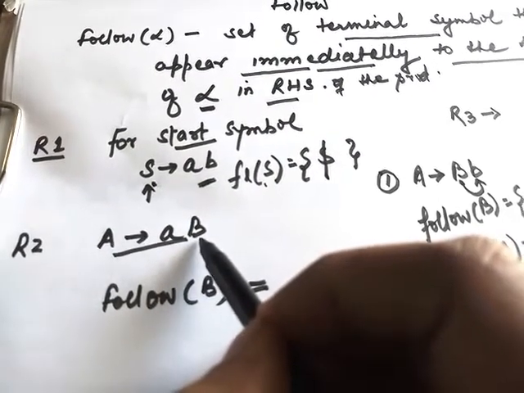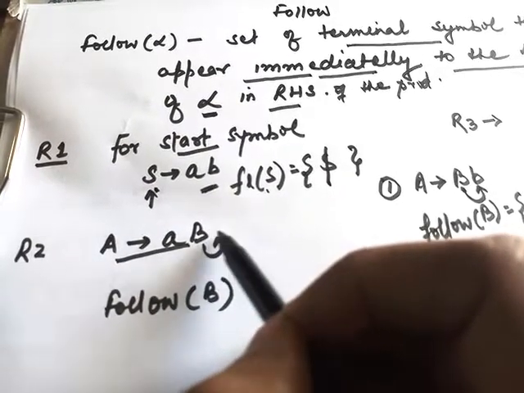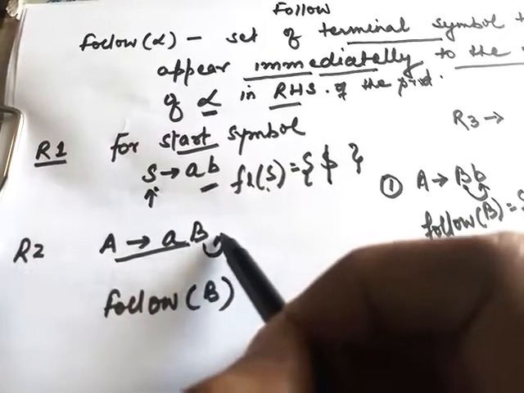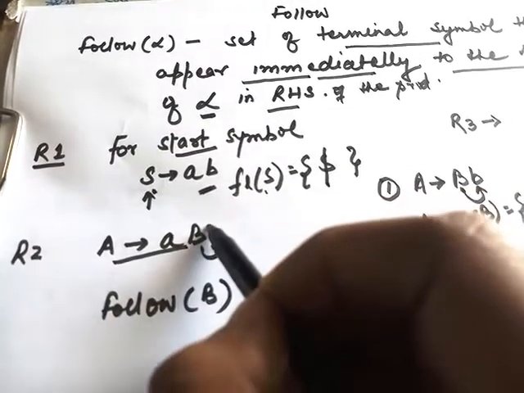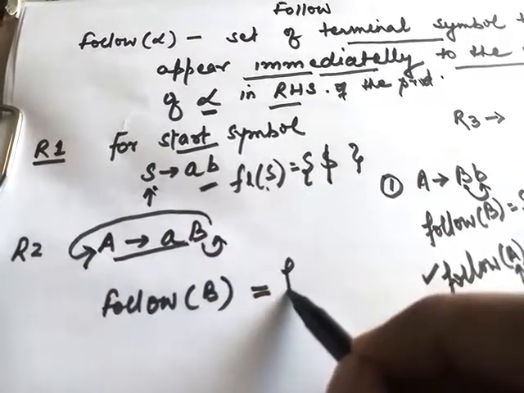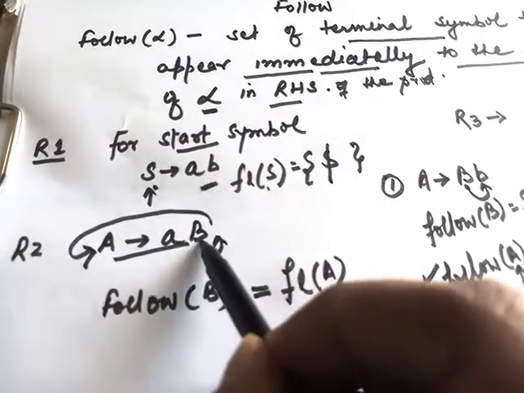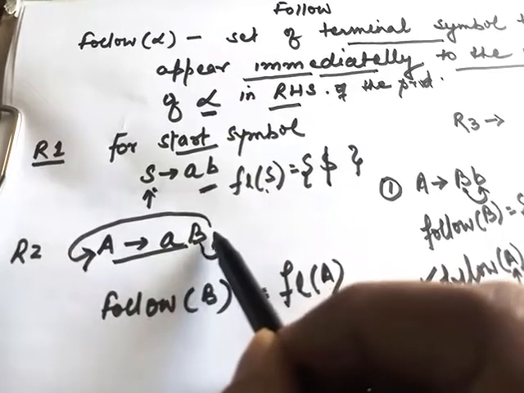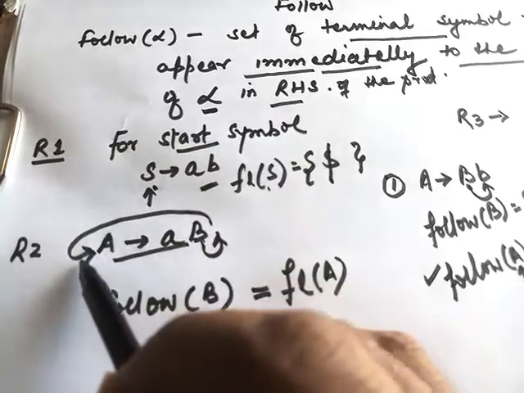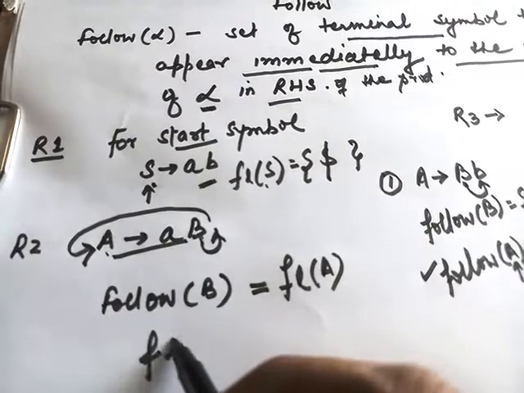So we have to see what comes after B. As you can see, after B there is no letter, either terminal or non-terminal. So if after B it is empty, then follow of B is follow of A. Always remember, if after B it's empty, there is null, it means follow of B is follow of the left hand side non-terminal. And what is follow of A?